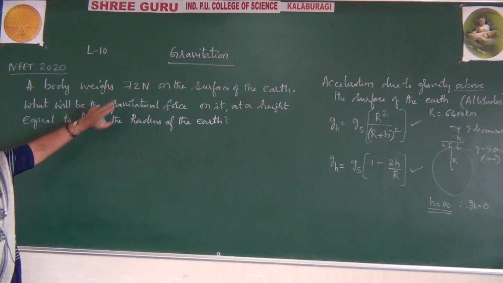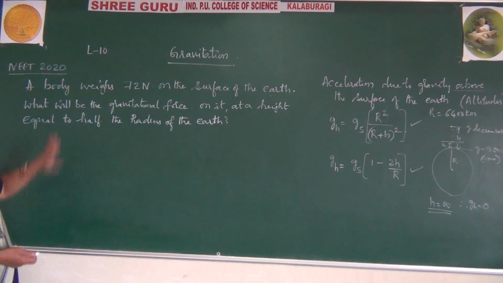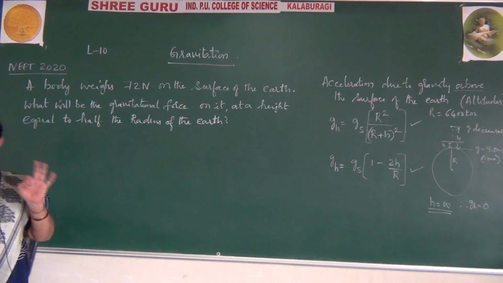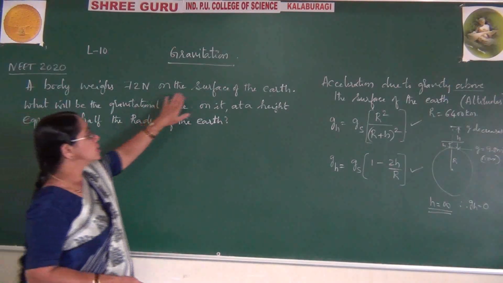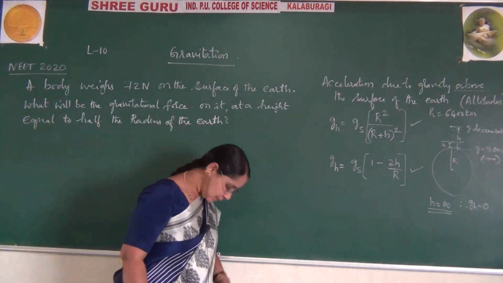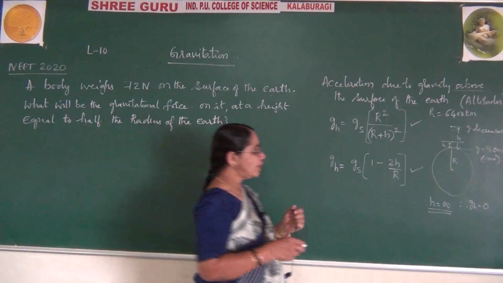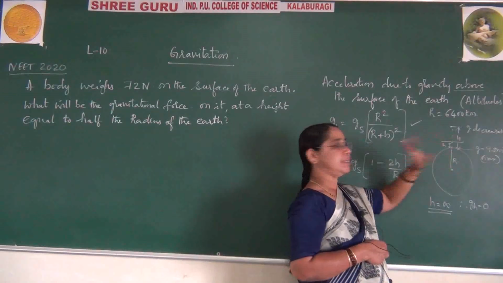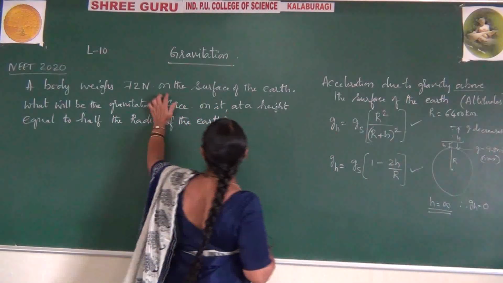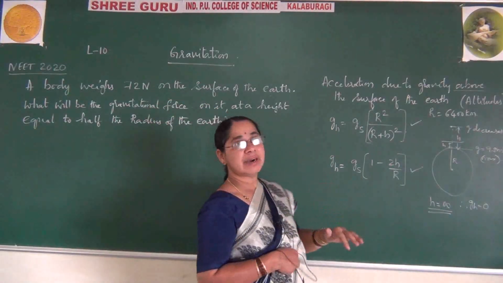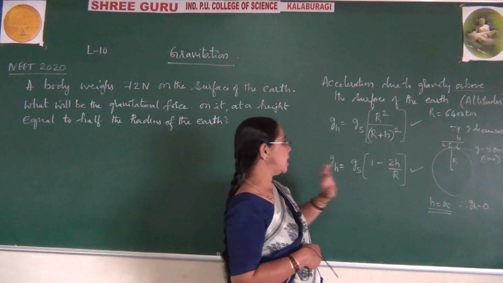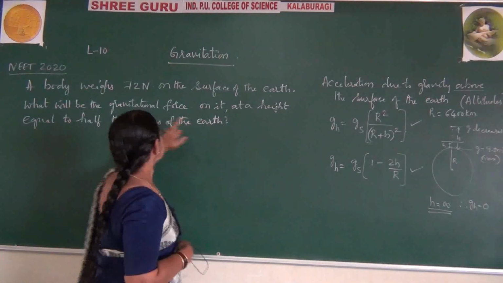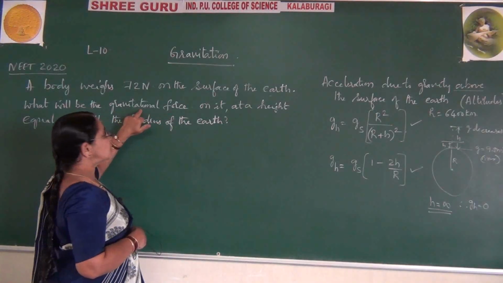So please observe, here they have given a body weighs 72 Newton. They have given weight, on the surface of the earth. Please observe, here we have learned g on the surface of the earth. It is not weight, it is g. But in this question they have given weight. First you have to convert g into terms of weight. At the same time, they are asking the gravitational force.